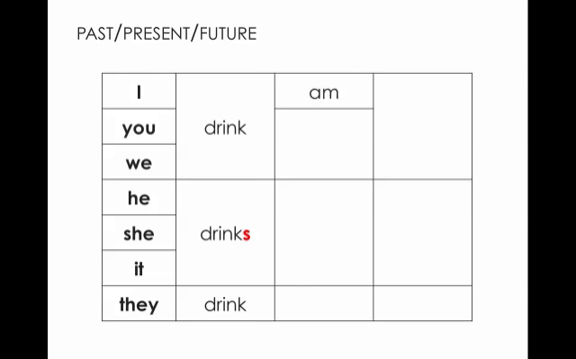Now look at this. I am drinking. You are drinking. We are drinking. He is drinking. She is drinking. It is drinking. They are drinking. The form of the verb, this is all the verb to be, but the form of the verb changes depending on whether it's I, you, we, he, she, it, they. The verb drink, or other verbs like think or run, what we need is just the S for he, she and it.